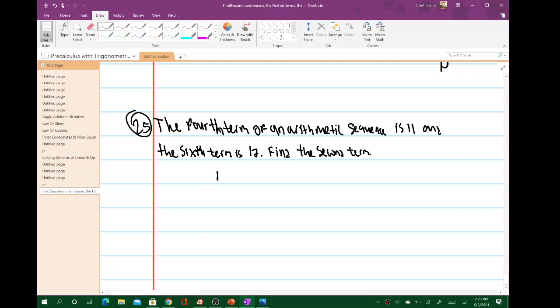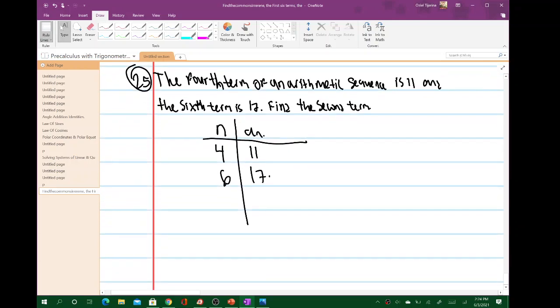So, we know that, let's just make a table, okay? We know that the fourth term is 11, and the sixth term is 17. And this is an arithmetic sequence, and what that means is we're going to have the following: a sub n equals a sub 1 plus d times n minus 1.